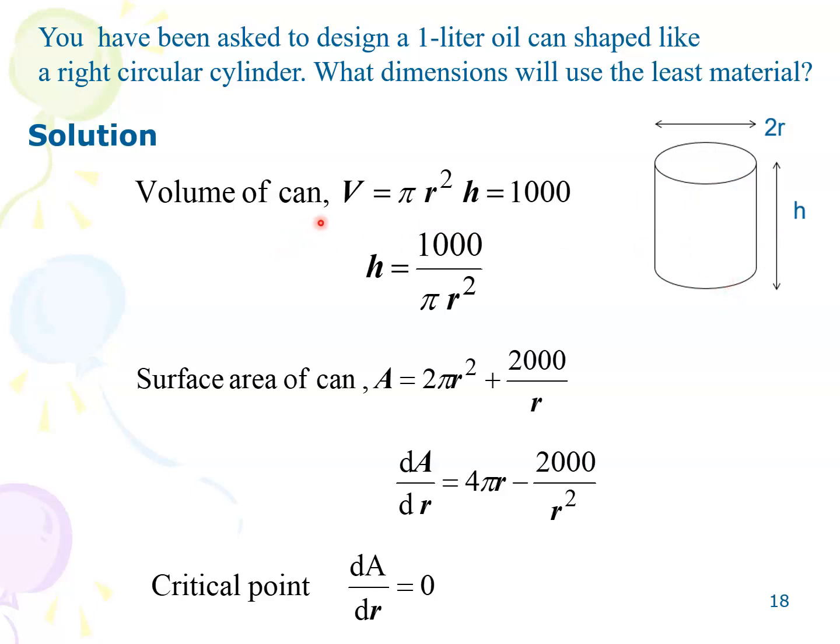So volume of can, indicated by capital V, equals pi r square h. Pi r square h. And it equals 1000. How do I know it's 1000? Because 1 liter equals 1000 ml. So it's equal to 1000.